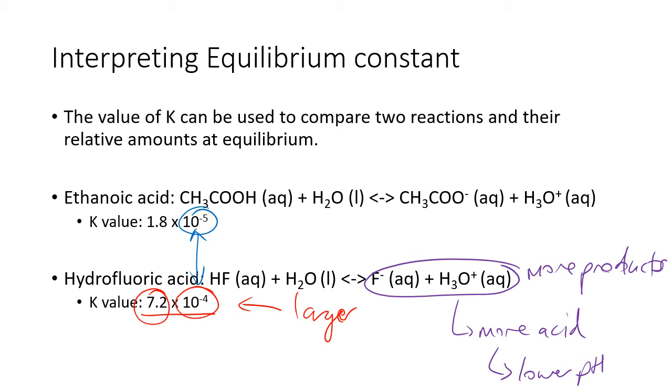Okay, so I asked which one will have the higher pH, and it's going to be the ethanoic acid. It will have the higher pH because it'll be less acidic than the hydrofluoric acid at the same temperature and at the same concentration. All right.